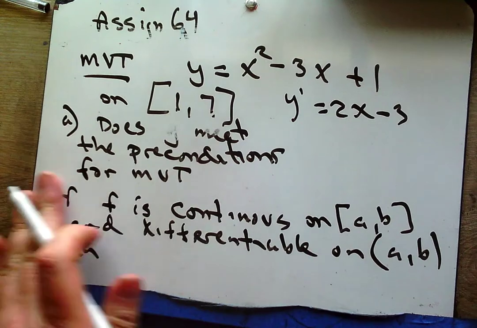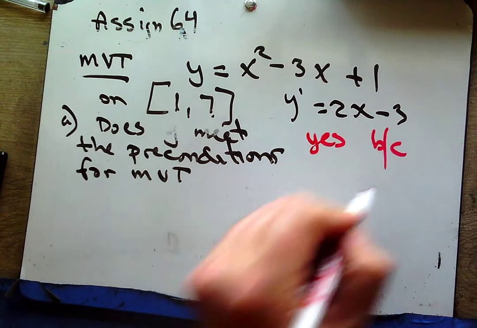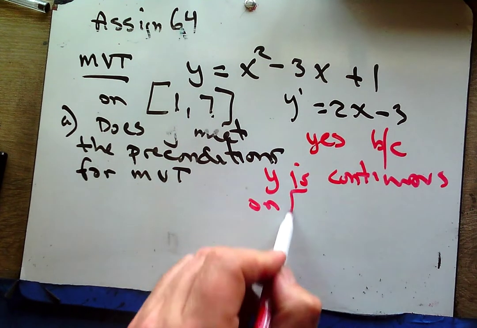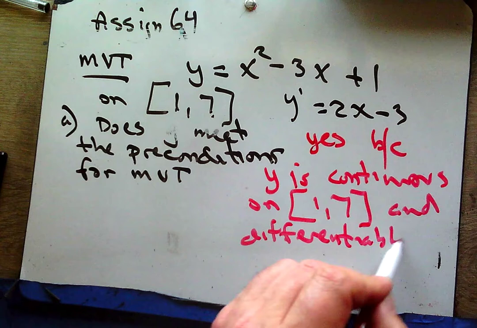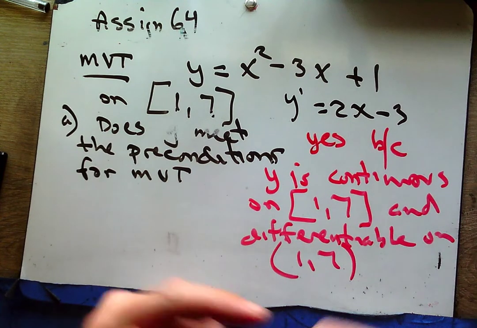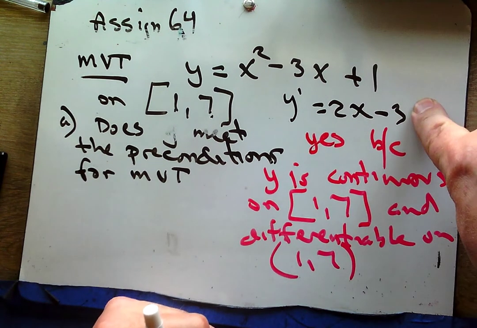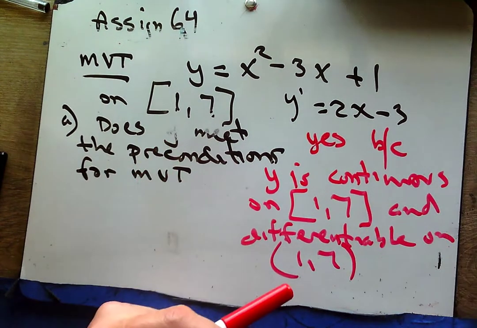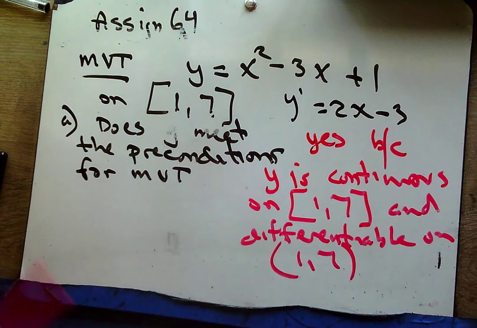What's my justification going to be when they ask me, hey, do we meet these preconditions? I'm going to say yes, because y is continuous on 1 to 7 and differentiable on 1 to 7. Now, I don't know that I need to actually show any work. Like, I don't know that I need to take this, set this equal to 0, or find out if this is undefined somewhere. I don't think I actually have to get to that level of justification. I think I just have to claim these things. Okay?